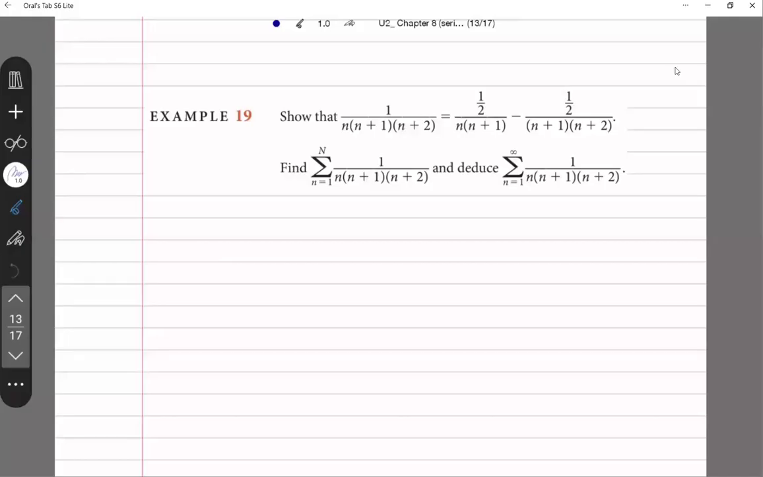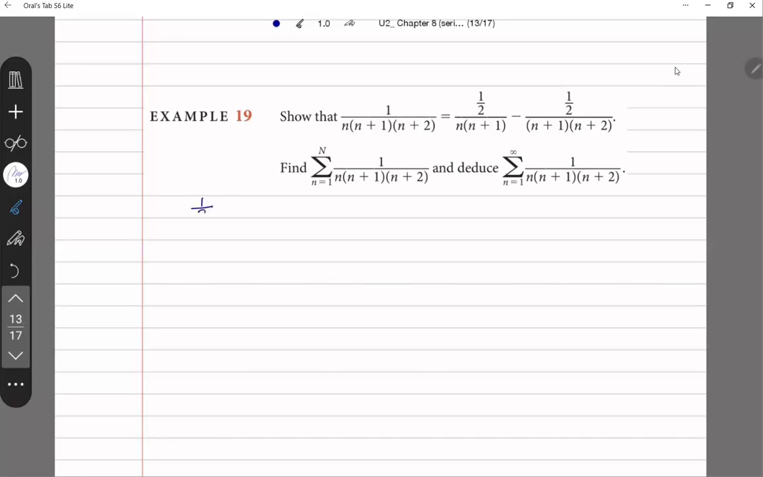All right, so let's have a go at example 19. Example 19 is asking us to show that 1 over n into n plus 1 times n plus 2 is equal to a half over n into n plus 1 minus a half over n plus 1 times n plus 2. Now, the thing about a show is that you can either go from left to right or from right to left. So what I'm going to do is go from right to left.